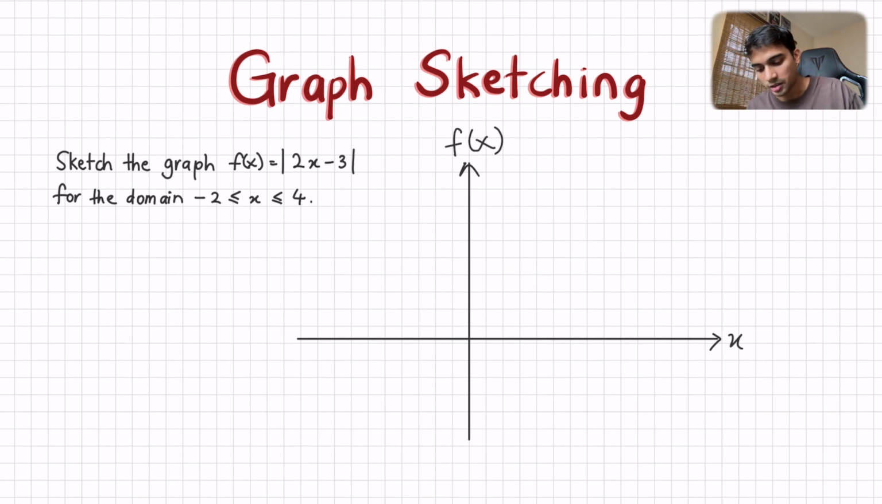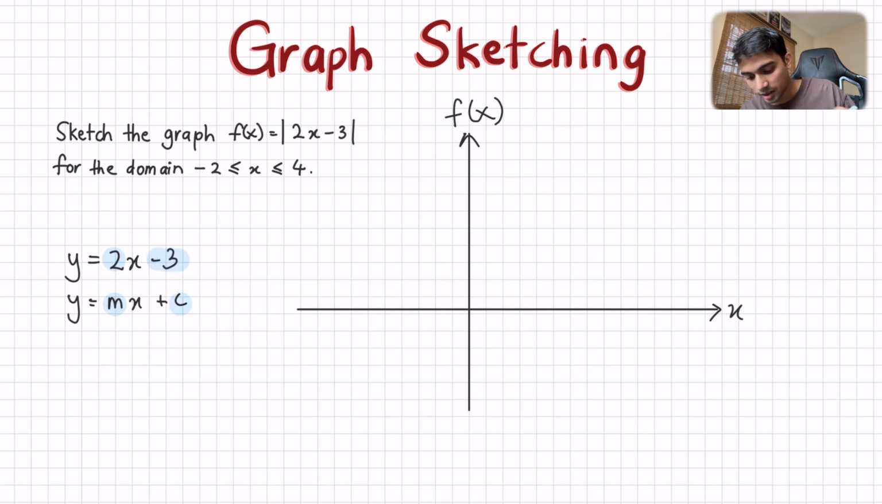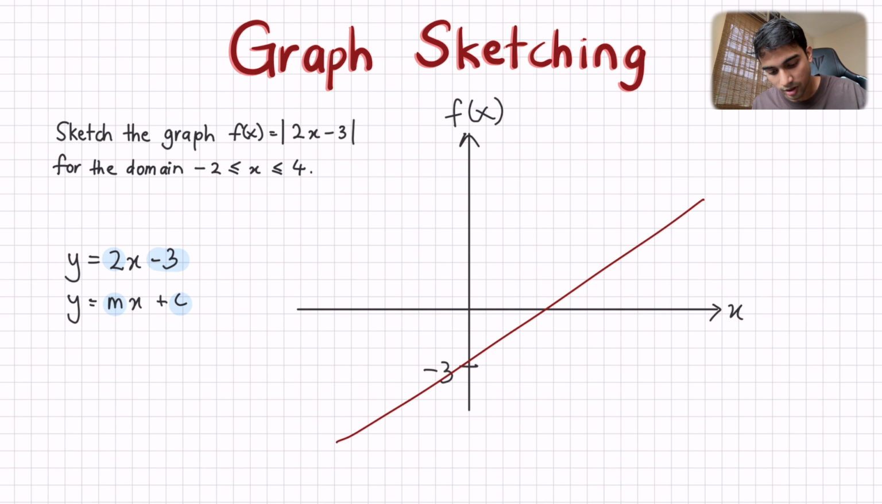Okay, so let's look at this equation. What we can do is sketch the graph without the modulus. It would be much easier that way. So y = 2x - 3. If we compare it to y = mx + c, our gradient is 2. Our y-intercept is -3. So the graph is going to cut at -3 here at the y-axis. And since the gradient is 2, it's going to be a positive upslope.